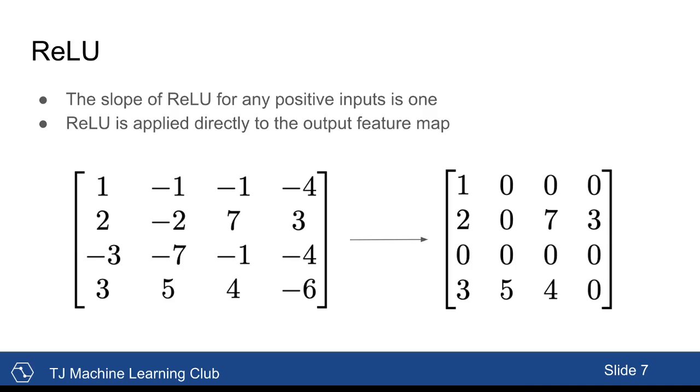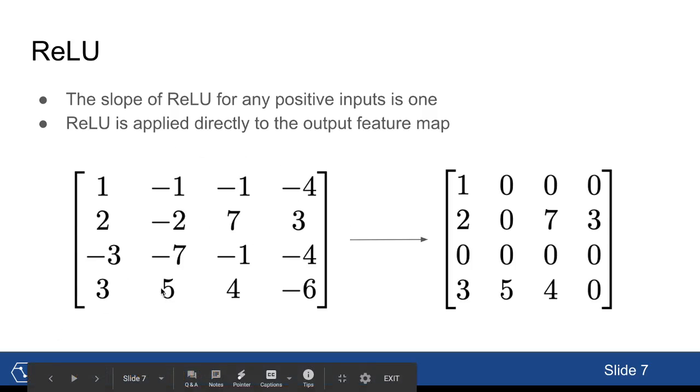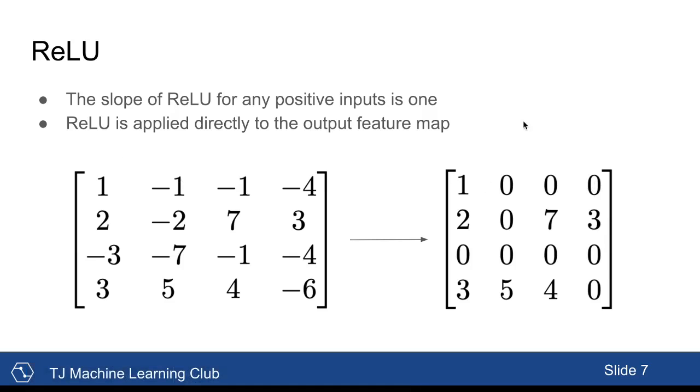In practice, this is as simple as replacing all of the negatives in this little matrix with zeros. So if this was our output feature map, this would be our final output matrix. Conceptually, it can be thought of as the network only taking positive cases into account when training. This is similar to how biological neurons fire only when a certain activation threshold is reached and do nothing otherwise, and that's what it's trying to mimic.